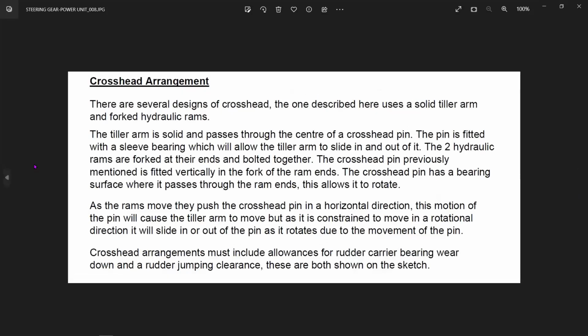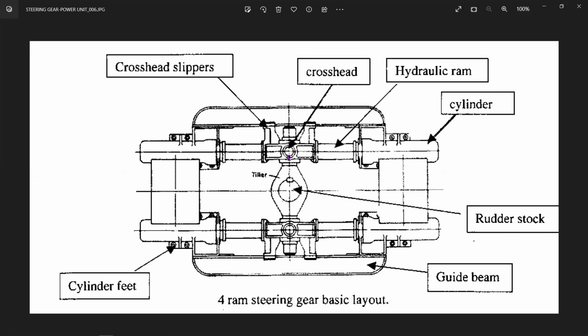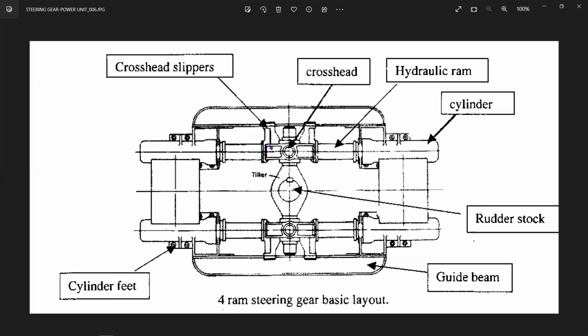So okay, let's just go over the important parts. These include crosshead slippers. Basically, this is a crosshead, and there is a slipper over here, which is connected and moves along with the crosshead. These are bolted to the side of the ram and slide onto the surface of the guide beams. They transmit all the radial thrust to the guide beams. Basically, they just transmit the radial thrust. These are connected over here, and they allow the slipping action of the entire ram. Okay, the ram is moving along with it.